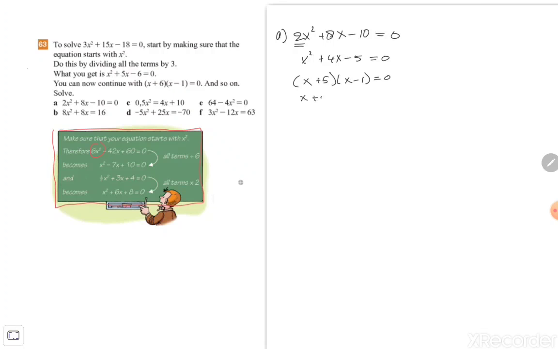So x plus 5 is 0, or x minus 1 is 0. So x is minus 5 or x is 1. There you go. That's the first one.